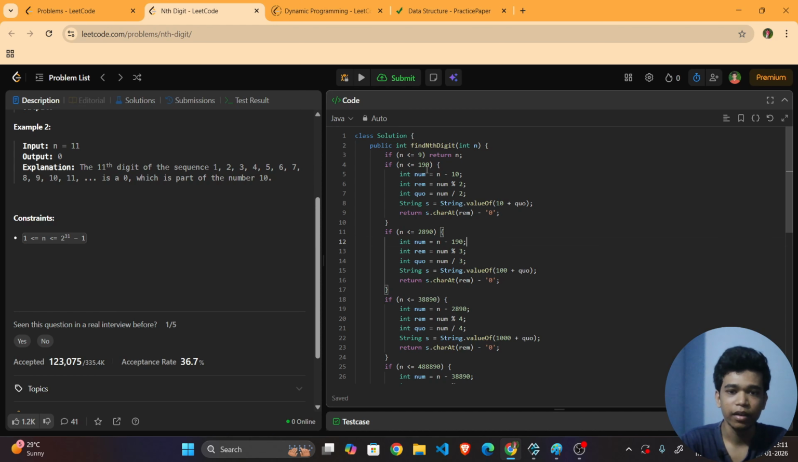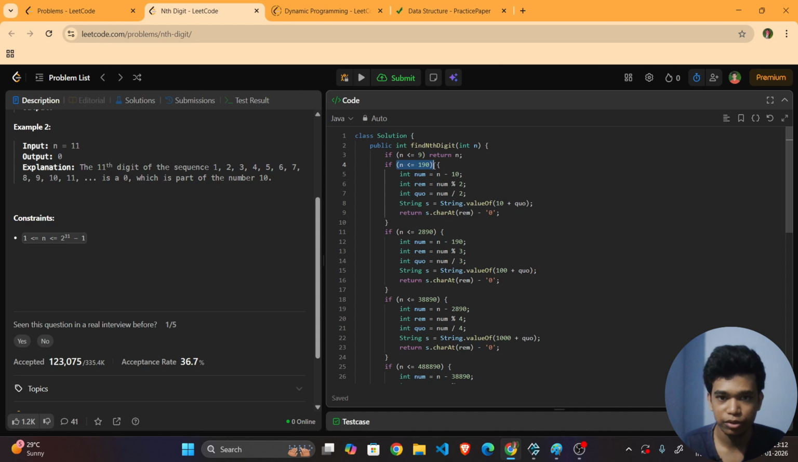Okay, fine. Now what is the first step? If n is less than or equal to 9, then what should I do? I'll just return n because it is a 1-digit number. So if n is less than 190, when will this particular line be executed? When the previous condition fails, the control flow comes to this line, which means n is strictly greater than 9, and also n is less than or equal to 190.